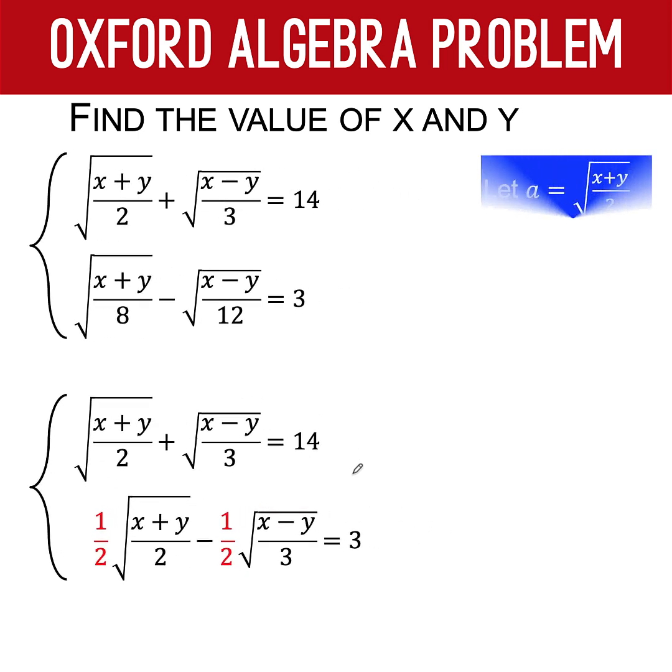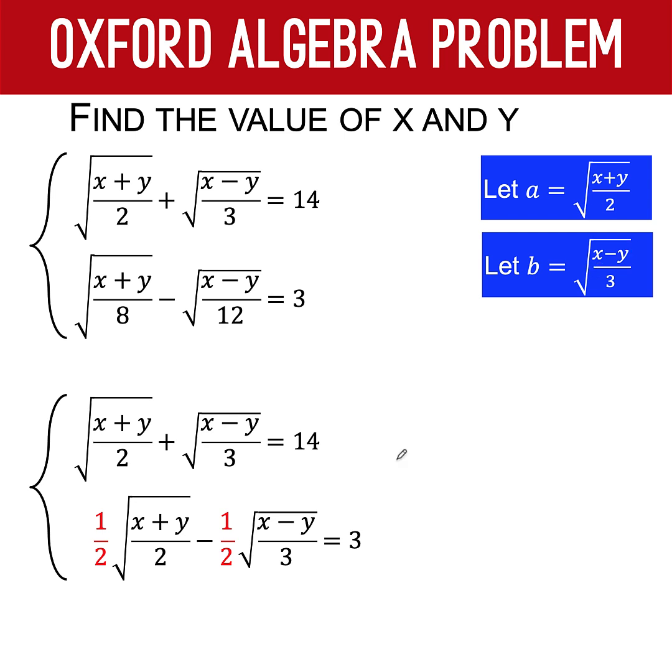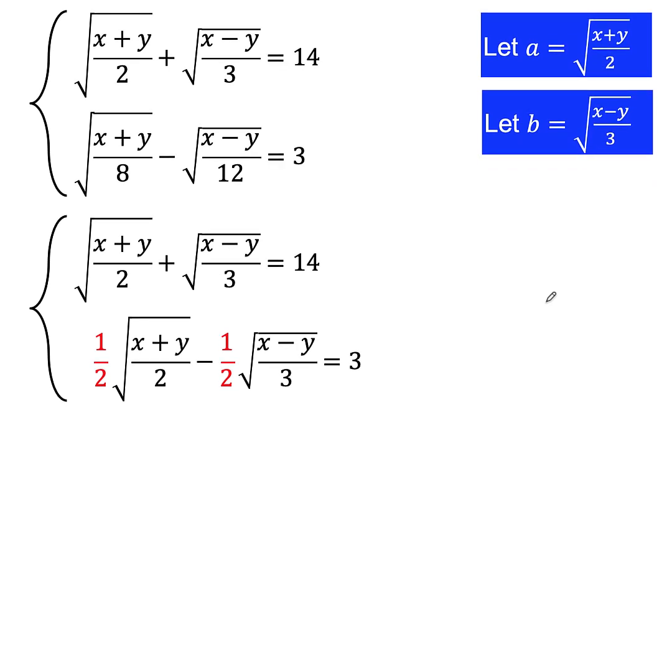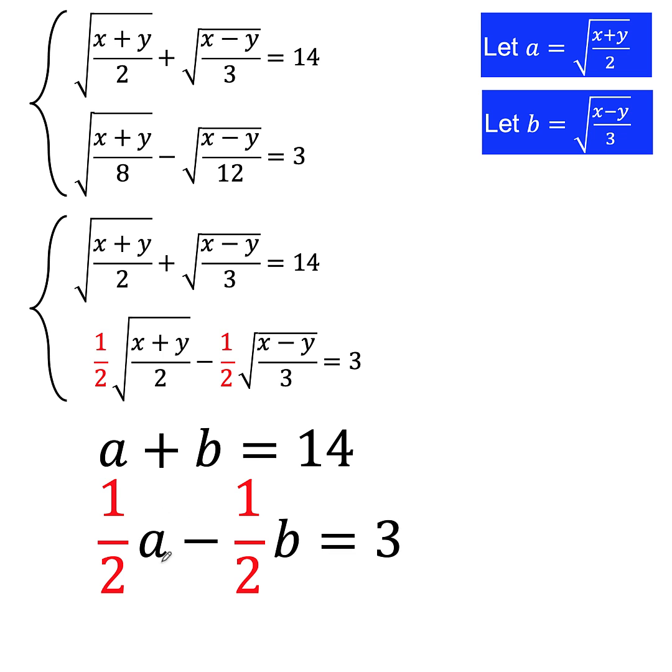We let a be equal to the square root of (x plus y) over 2, and we let b be the square root of (x minus y) over 3. And from this substitution, we can now rewrite the given equations as a plus b equals 14, and 1/2 a minus 1/2 b equals 3.